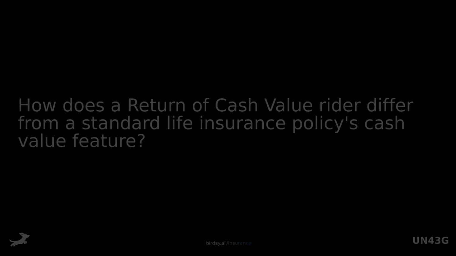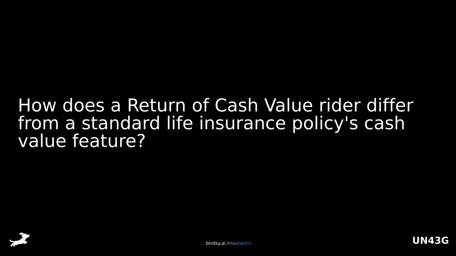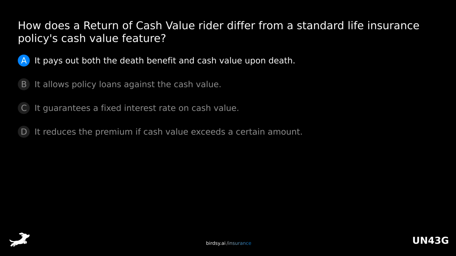How does a return of cash value rider differ from a standard life insurance policy's cash value feature? Is it A, it pays out both the death benefit and cash value upon death. B. It allows policy loans against the cash value. C. It guarantees a fixed interest rate on cash value. Or D. It reduces the premium if cash value exceeds a certain amount.